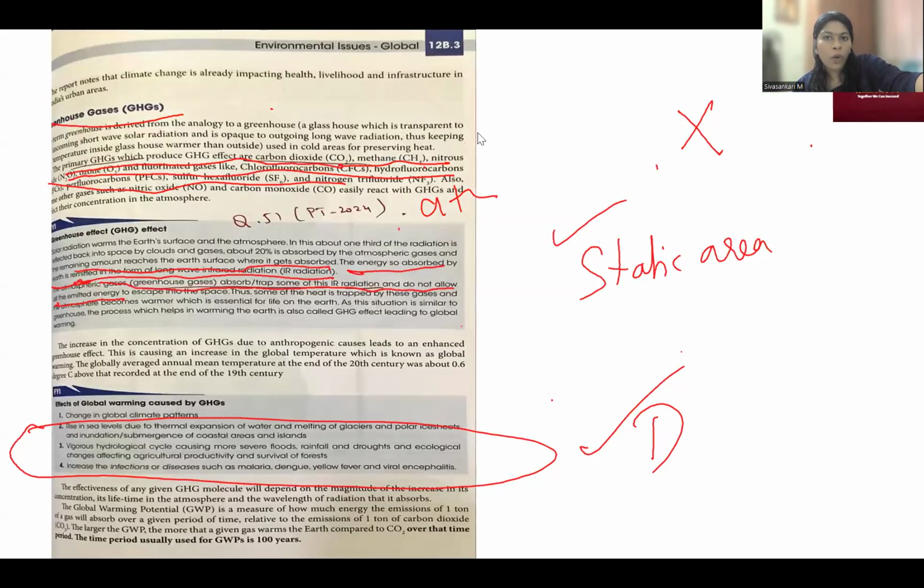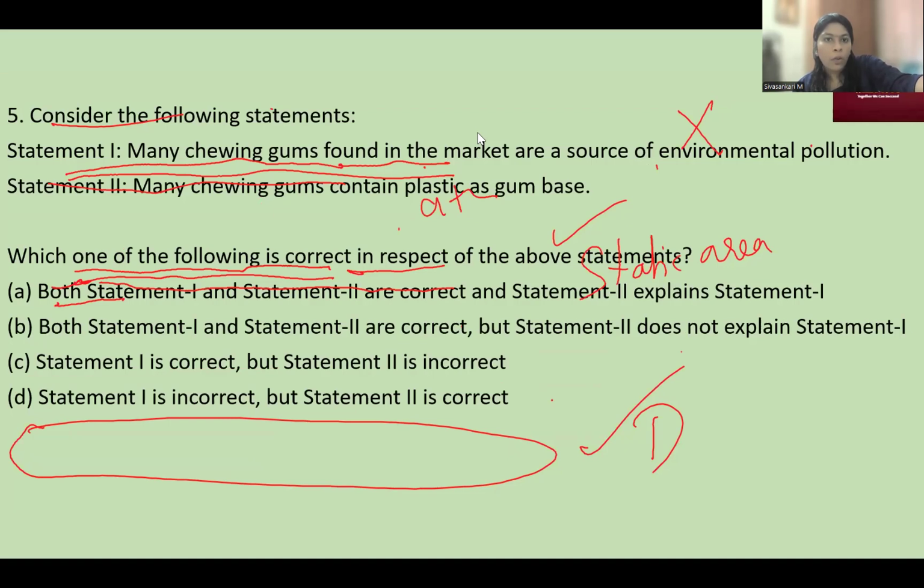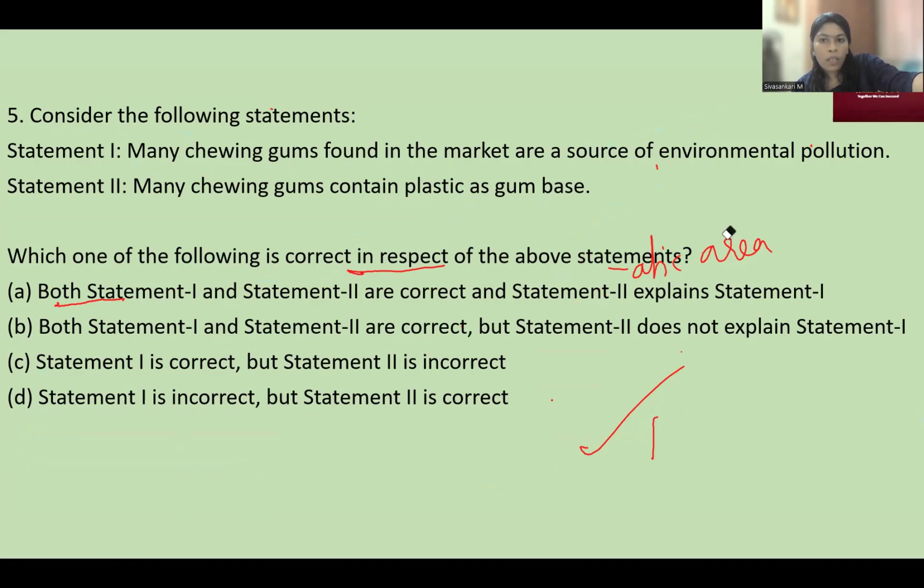See this. Consider the following statements. Statement number one: many chewing gums found in the market are a source of environmental pollution. Statement two: many chewing gums contain plastic as gum base. Two statements. What does the first statement tell? It tells that chewing gums found in the market are a source of environmental pollution, right? So you may wonder why chewing gums are a source of environmental pollution. Come to statement two: many chewing gums contain plastic as gum base.